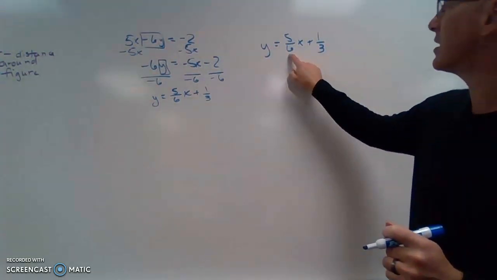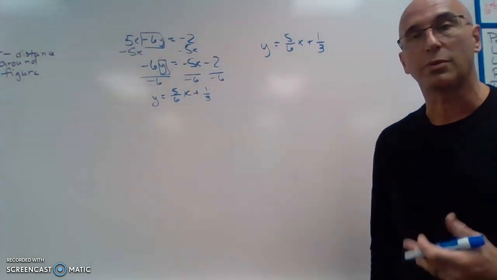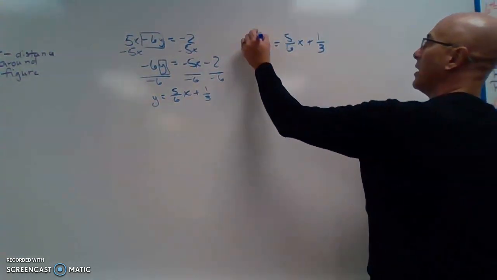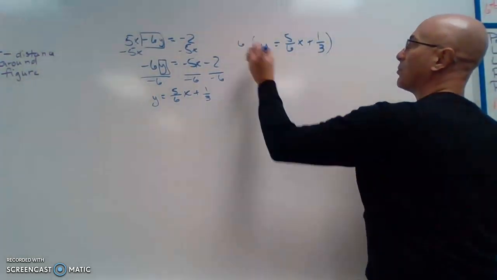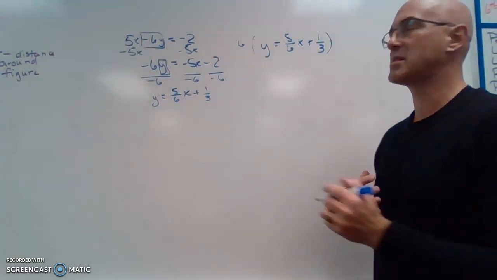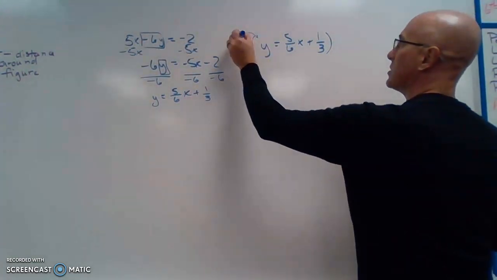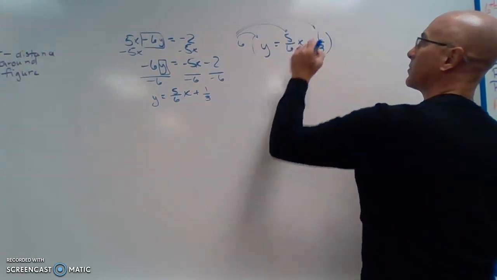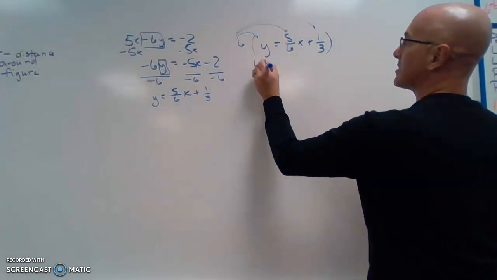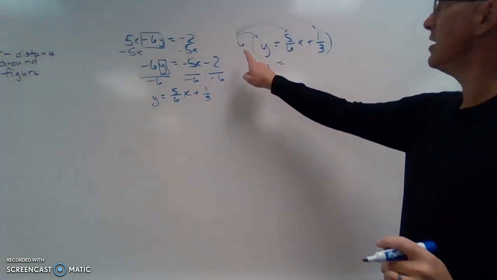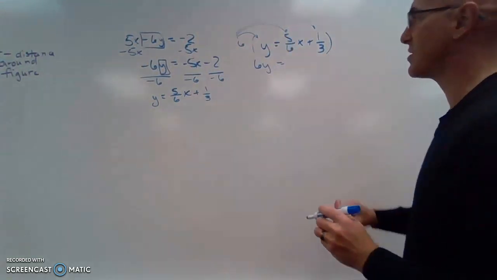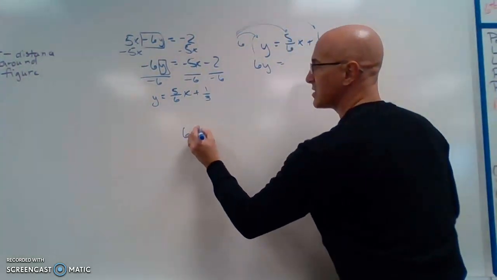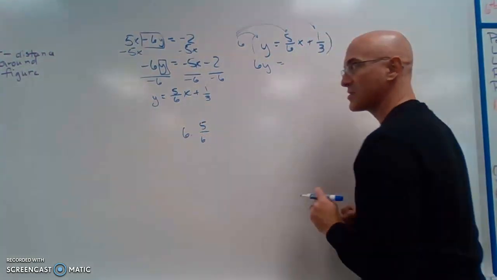So we've got a 3 and a 6. Our least common multiple is 6. Okay? So we are multiplying the entire thing by 6. So we are going to distribute that 6. 6 times y is 6y. 6 times 5/6. If I need to do it over here, 6 times 5/6.